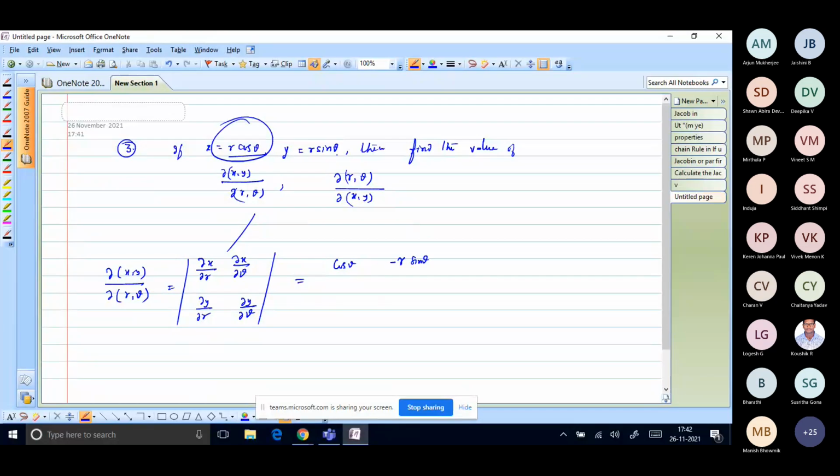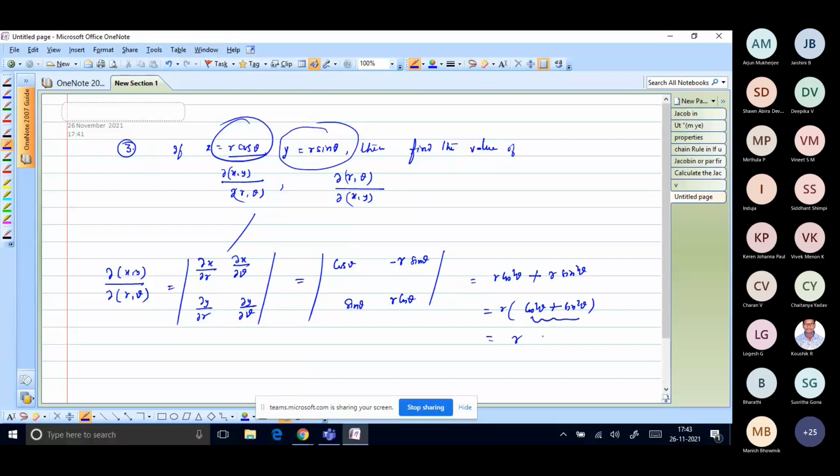Again, I go to this. Del y upon del r is sine theta. And del y upon del theta is r cos theta. So if you look, it is r cos square theta minus minus plus r sin square theta. If you take r common, it is cos square theta plus sin square theta, and you know cos square theta plus sin square theta is 1, so it is r.